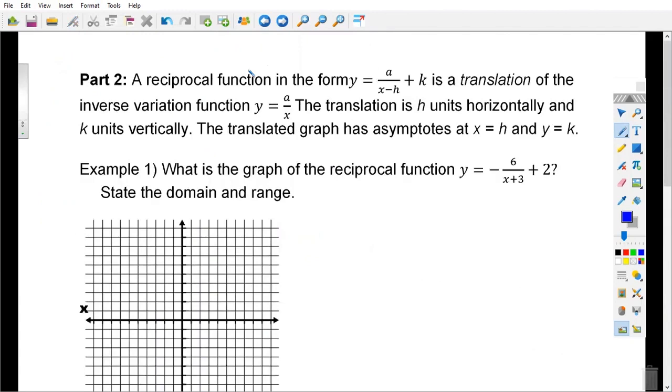Part 2. Okay, so part 2 is when your H and K are no longer just 0. When your H and K are no longer 0, what's happening? Well, those are going to be our horizontal and vertical transformations. So H is our horizontal, telling us whether we're going left or right. And our K is going to be our vertical, telling us whether we're going up or down.